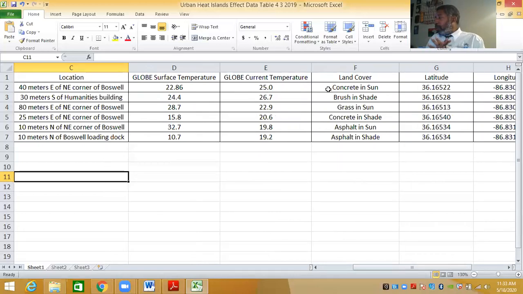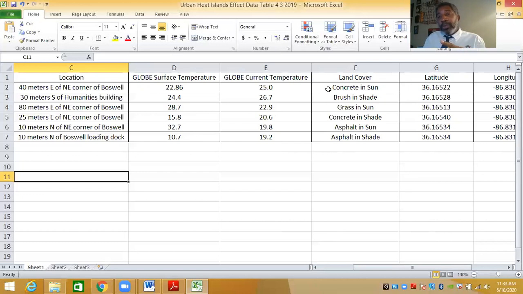Now, ordinarily, we would expect that temperature to be elevated, but because of the time of day, we actually saw that the surface temperature was cooler than the current temperature. Well, why is that? Shouldn't the concrete be hotter than the ambient temperature? Ordinarily, yes, but remember this was at about 10 o'clock in the morning, and what happens is those concrete surfaces will lose heat faster than other surfaces overnight.